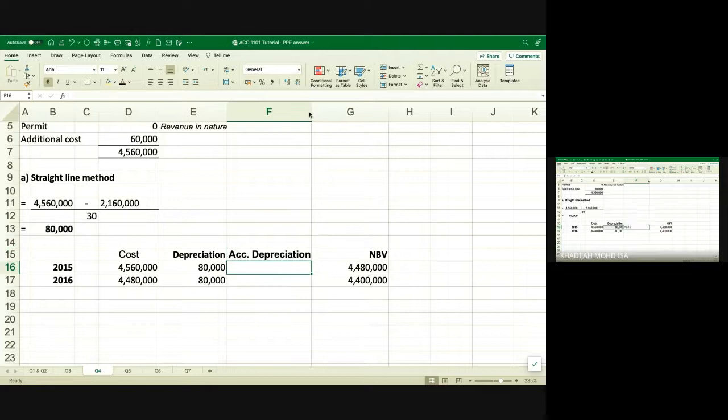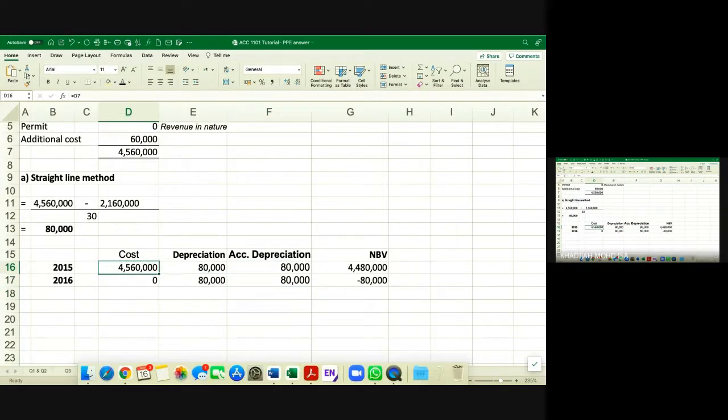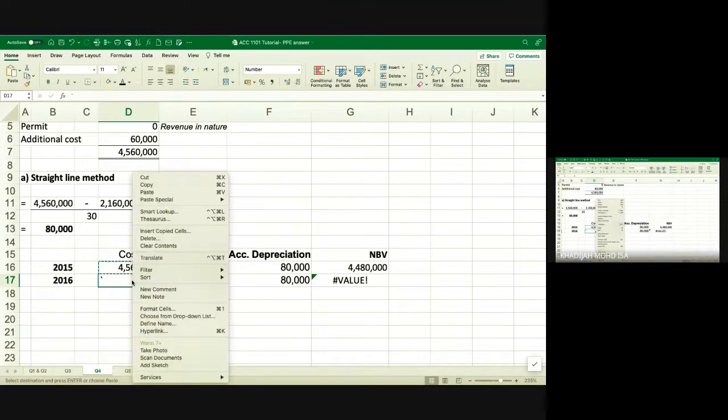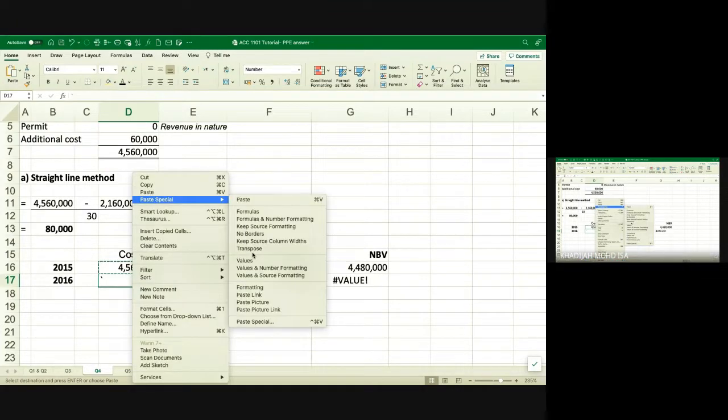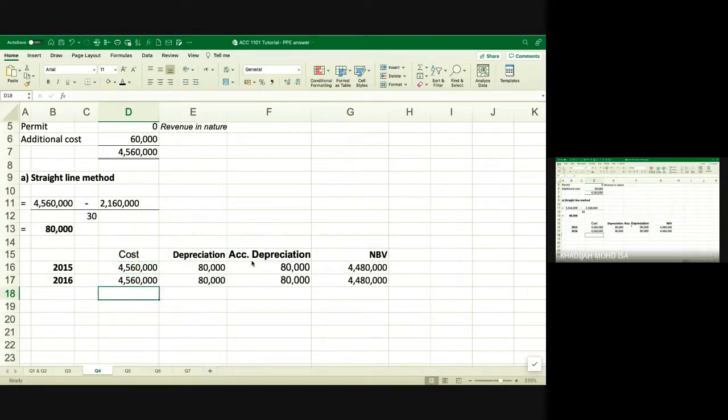Right, so this one is this, but this one is this plus this. Okay, cost will always be the same. Yeah, right. Command C, command V, cannot. Command C, command I have to special value. It's special values. Alright. The cost is always the same, 4560, but the depreciation per year is 80,000. Accumulated depreciation is 80,000. Now net book value is 4480.